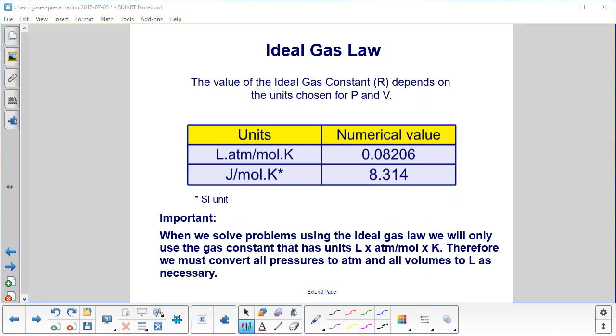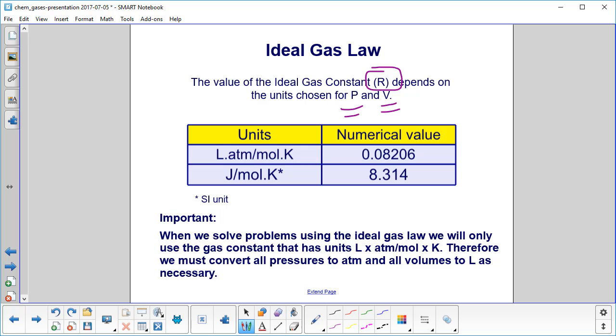We have to be careful now. Earlier we said we didn't care what units you used for pressure because they would cancel out, but here we do have an issue. The value of the ideal gas constant, R, will depend on the units chosen for the pressure and volume. We already know the temperature always has to be in Kelvin, but now for the ideal gas constant we have a couple choices here.